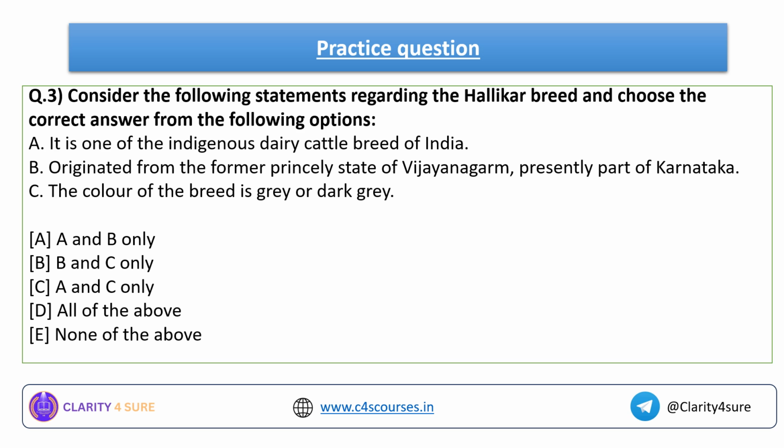So this will be your next question. Consider the following statements regarding the Hallikar breed and choose the correct answer from the following options. Okay, it is one of the indigenous dairy cattle breeds of India, originated from the former princely state of Vijayanagaram, presently part of Karnataka. The color of the breed is grey or dark grey.